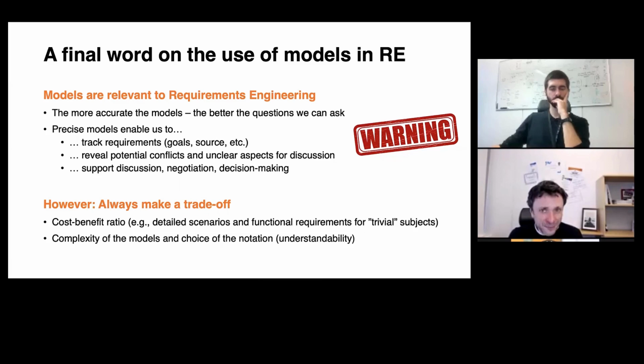At the same time, it's always important to make a trade-off from a cost-benefit perspective. The more detailed the models are, the more labor-intensive they are to elaborate, to create. Sometimes we tend to specify models for really trivial tasks where we don't need models, where we should rather rely on easier to digest and more lightweight description techniques, such as user stories. And at the same time, of course, the more complex the models are, the more difficult they become to understand, especially from the perspective of non-technical stakeholders.